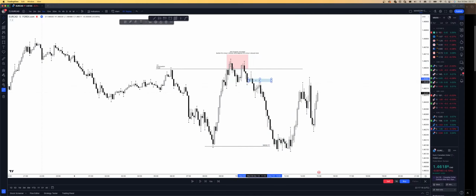What I've found, and this is just how I trade it, is it's a bit higher risk and you can get stopped out. But then if I get stopped out, then I'll just trade the market structure shift and then the fair value gap or the order block.